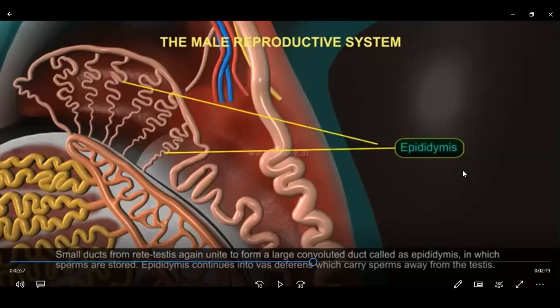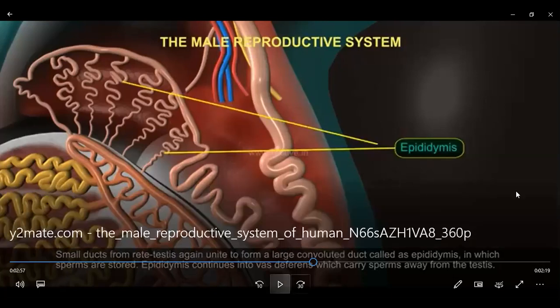All right. So I'm going to continue this, and then remember, when you finish, you're going to see if we could label the male reproductive system for ourselves.